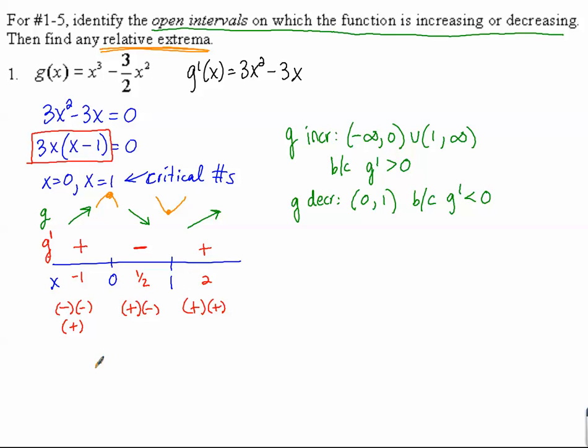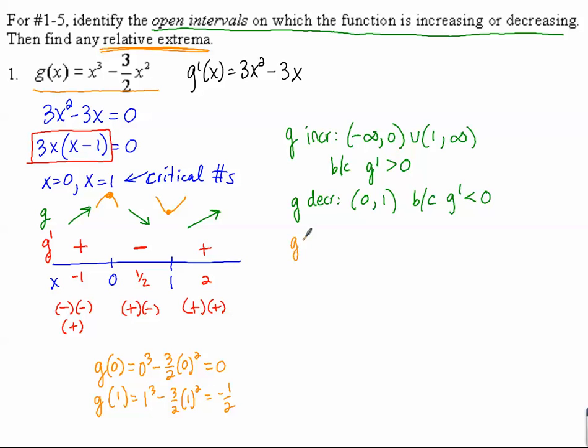So g, our function right here, tells us the y value when we plug in our x value. So g of 0 is 0 cubed minus 3/2 times 0 squared. That looks like 0. G of 1 is 1 cubed minus 3/2 times 1 squared. Let's evaluate that, and we get -1/2. So it looks like we have a relative max at 0.